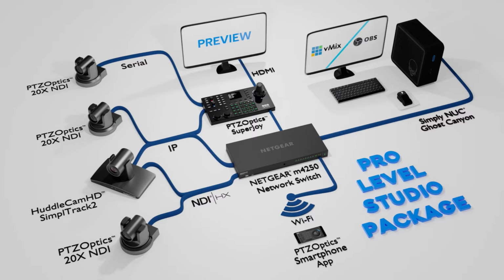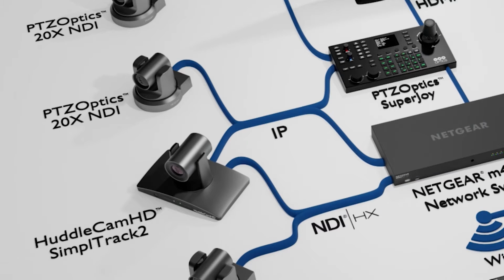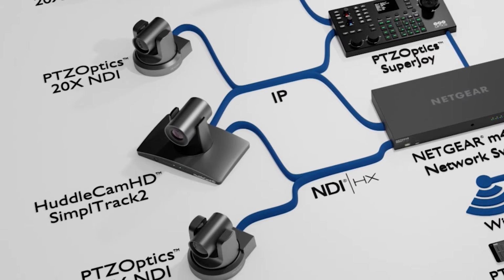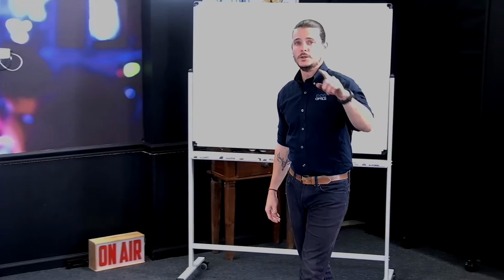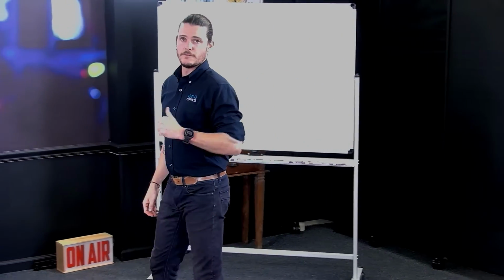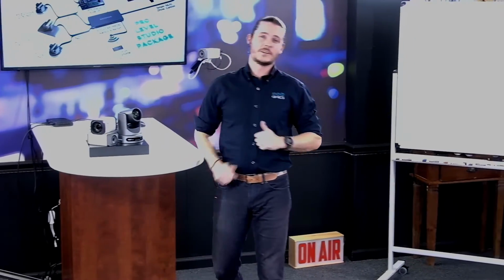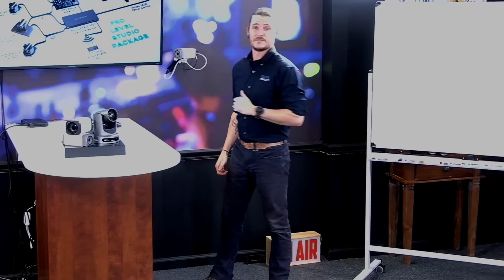And you can see in this studio package, we even have our HuddleCam HD SimpleTrack 2, which this year we were able to adapt the NDI technology to. Now, if you see here in our studio, you can leverage this auto tracking technology that uses motion and facial recognition to up your production value, and you only have to connect that camera with one Cat5 cable.